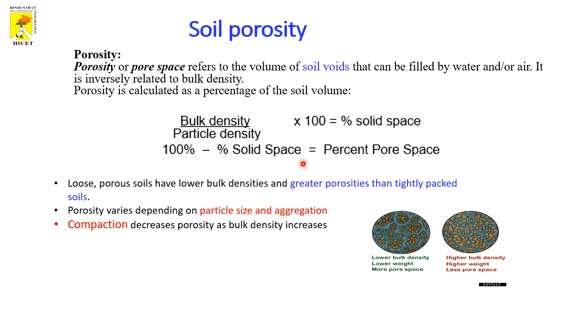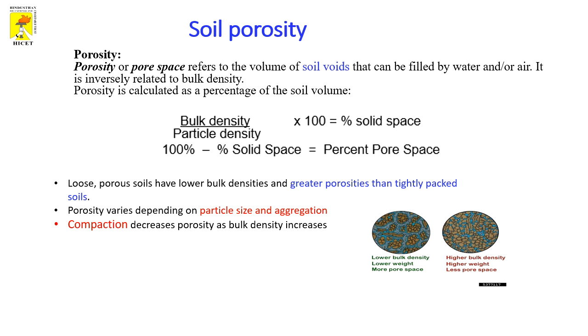Another case is that macropores and micropores are present in the soil. What do macropores mean? The large voids present in the soil are called macropores. The smaller voids present in the soil are micropores. Soil compaction is greatly affected. Soil compaction decreases the porosity and increases the bulk density.